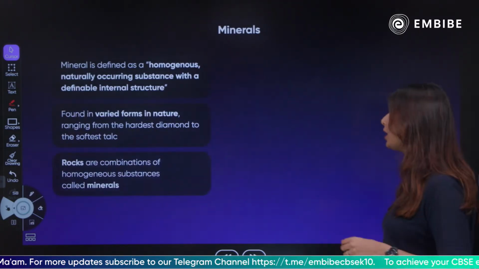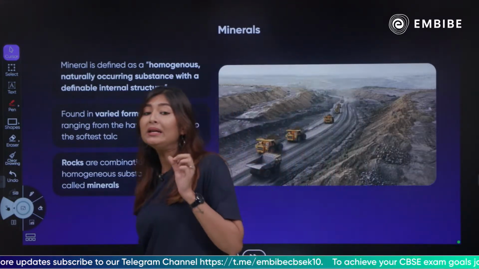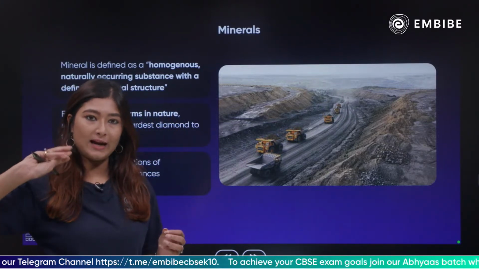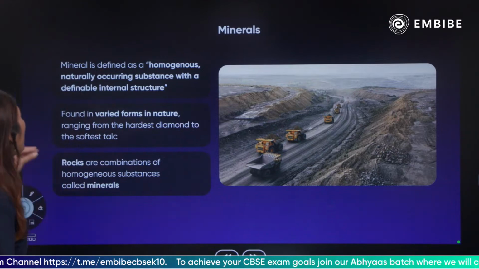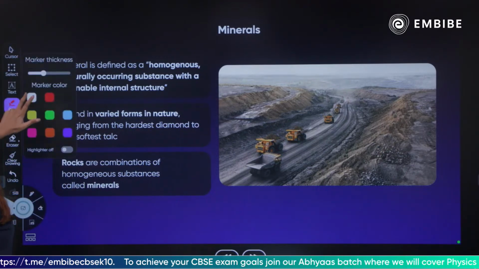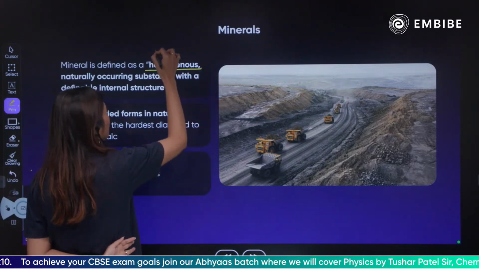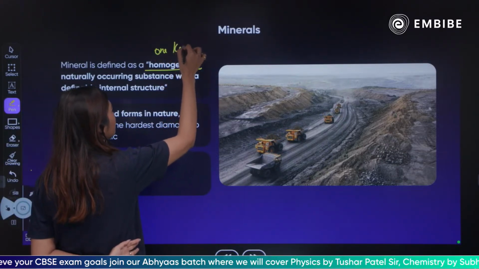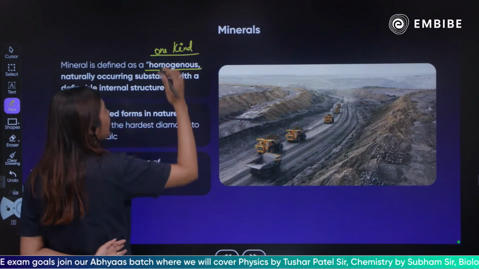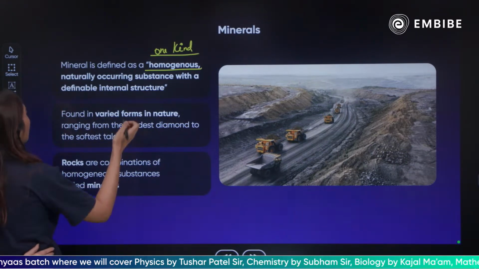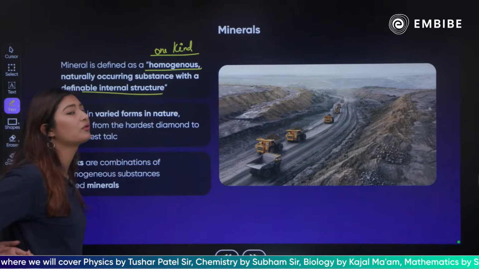So let's get started. What do we mean by the very term mineral? So thoda sa chemistry will get involved over here, a little bit of blend of chemistry. Minerals are basically homogeneous. What do we mean by homogeneous? Homogeneous means of one kind. ठीक है? एक ही तरीके के natural occurring substances with a definable internal structure.